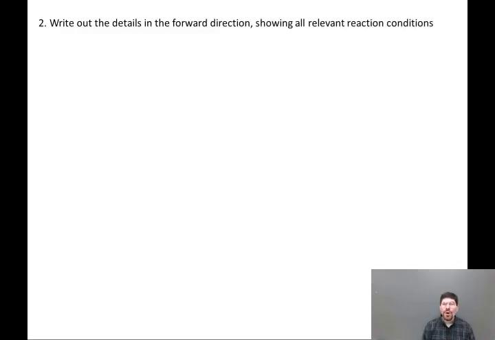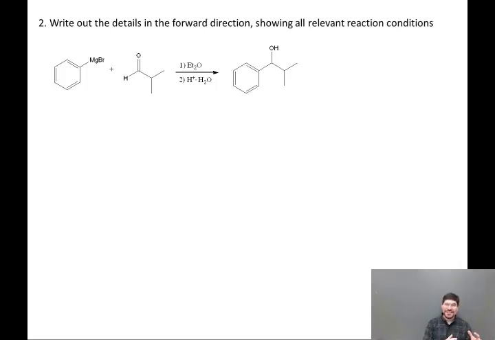So the second step, once you've done your analysis, is to write out the details in the forward direction, showing all relevant reaction conditions. So what do I mean by that? Well, you start by writing your 2 starting materials, phenyl magnesium bromide and isobutyraldehyde, and then you write your normal arrow and say, first, we're going to mix these 2 starting materials together in ether as a solvent.